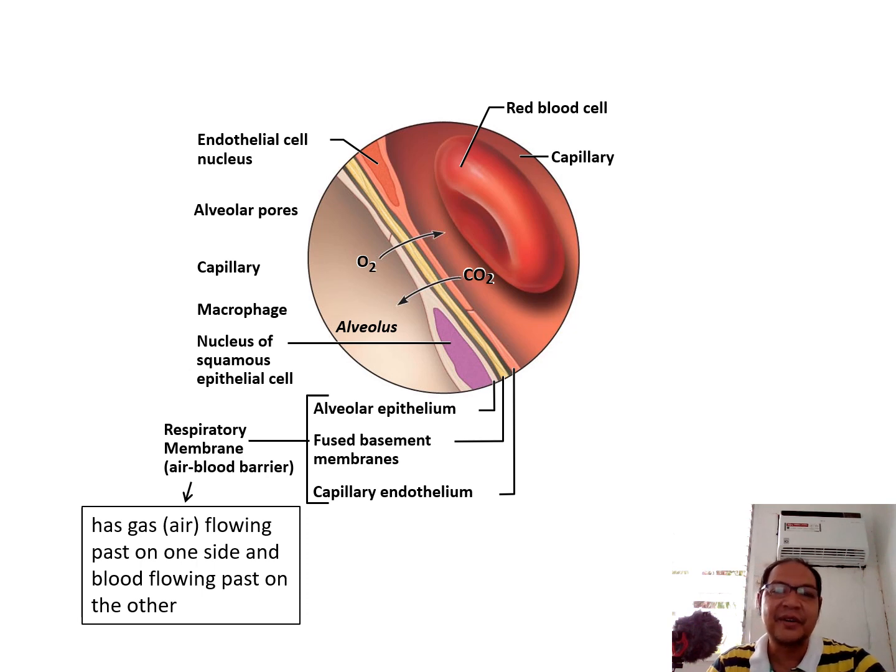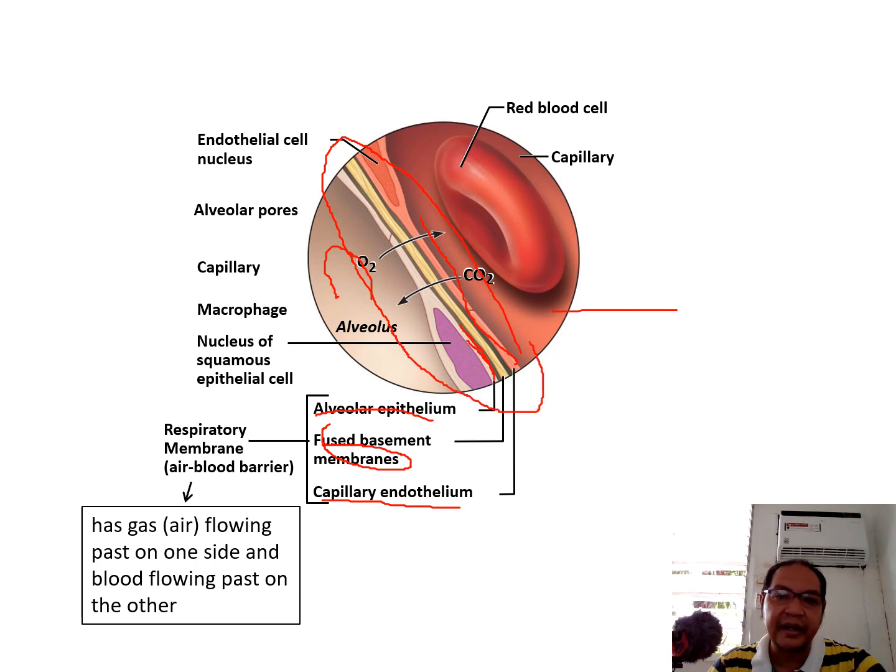Okay, let's go here. So this side is the alveoli. This is the blood vessel. In between, this one is called the alveolar epithelium here, and this one is the capillary endothelium. In between we have the fused basement membrane. So this structure here is now called the air-blood barrier. This is where gas exchange happens.